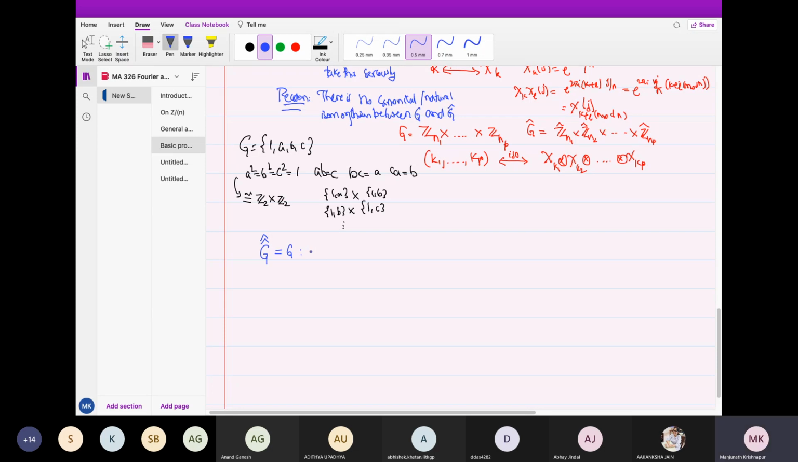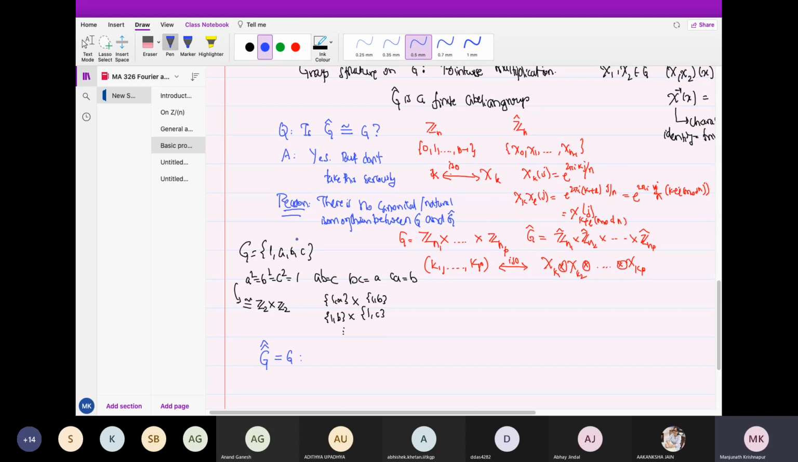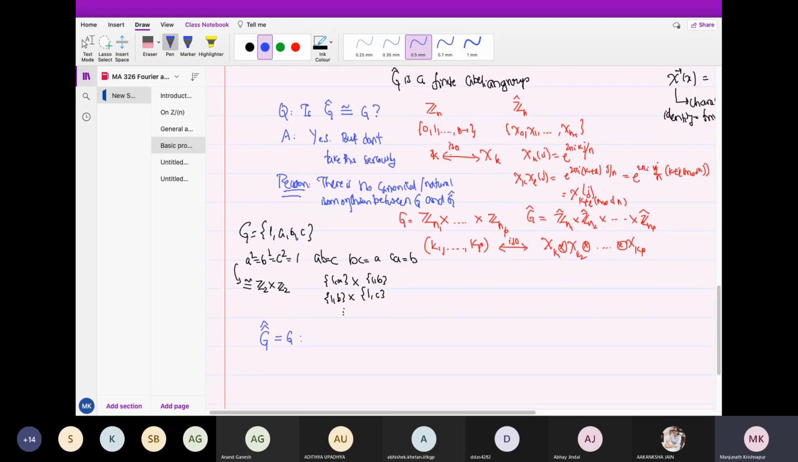So G hat hat. That part, you're probably right, can be formalized. But what is important to us is that there is actually a canonical isomorphism between G double hat and G. So how is that?